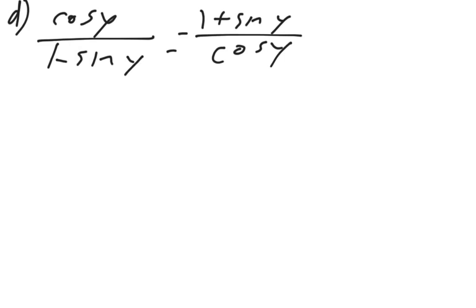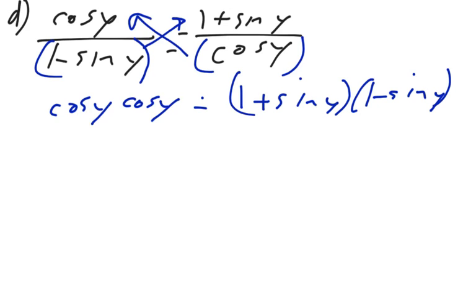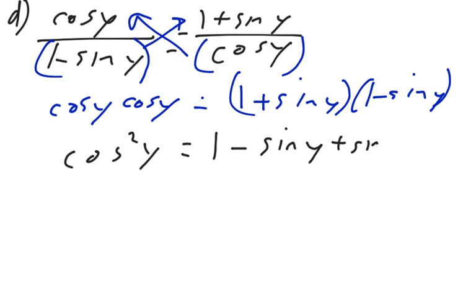Alright, in letter D, since they already are in sines and cosines, I decided to cross multiply to see what happens. So cosine y times cosine y on the left side, and 1 plus sine y times 1 minus sine y on the right. So on the left, when we multiply them together, we get cosine squared y. And on the right side, when I FOIL, I got 1 minus sine y plus sine y minus sine squared y.